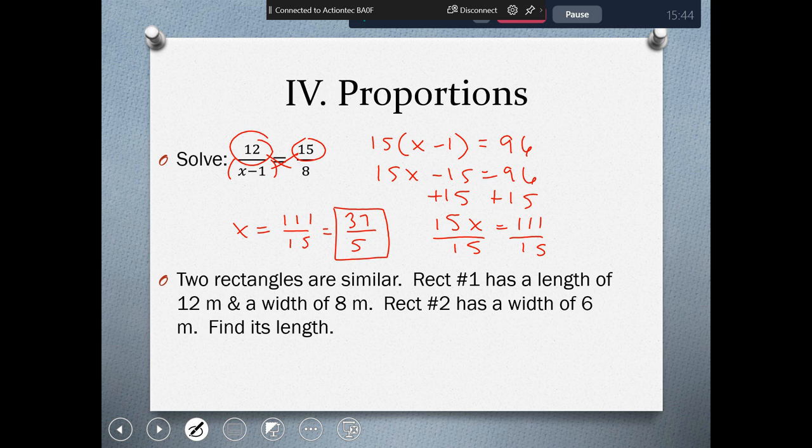Then we have one that's on similar. Anytime it says similar, you're going to be making a proportion. Okay, and it says that rectangle 1 has a length of 12 meters and a width of 8. So I'm going to make one proportion, which is 12 over 8, and set it equal to our other proportion, which has a width of 6. So that needs to go with my width, which is 8, and I don't know my length, which is x. So we're just going to cross multiply. x times 8 would be 8x. 12 times 6 is 72. Then I'm just going to divide by 8 to get the variable by itself. So x equals 9. And it's meters.